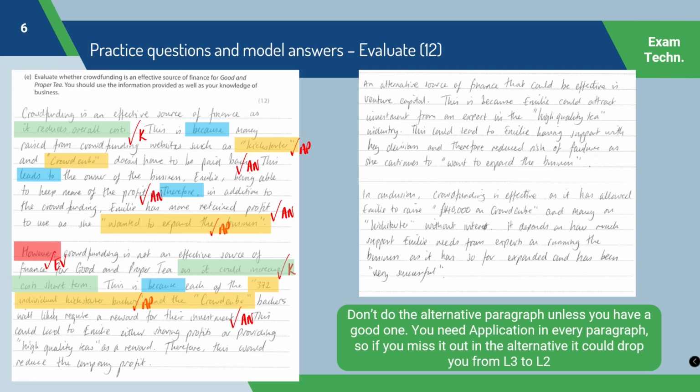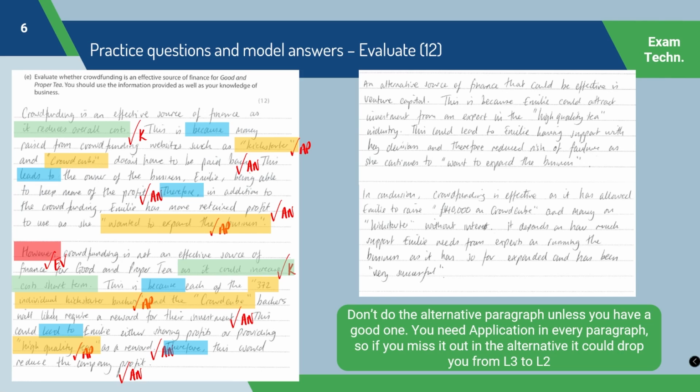Okay, I mean, being picky, I'd prefer the student to have said pledge rather than investment, but I get the idea. So they're going to have to give maybe a discount on the goods. It might be they have to send out some personalized thank you cards or whatever it could be. It's all going to cost the business time and money. So the student goes on, this could lead to Emily either sharing profits or providing high quality tea as a reward. Okay, so maybe taking a hit on profit margins by giving away some of the tea free as a reward, maybe a taster or something, I guess. So therefore, this would reduce the company's profit. Yeah, maybe in the short term. Let's see if they do that in the conclusion.